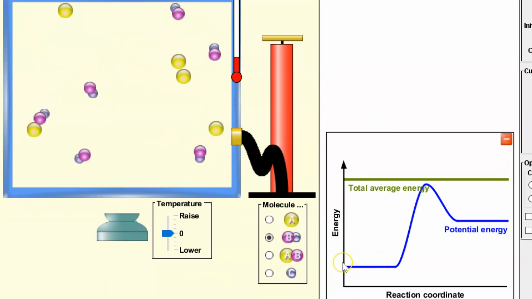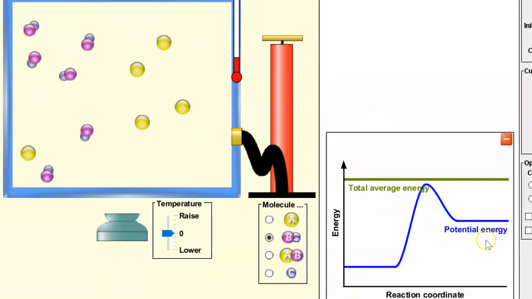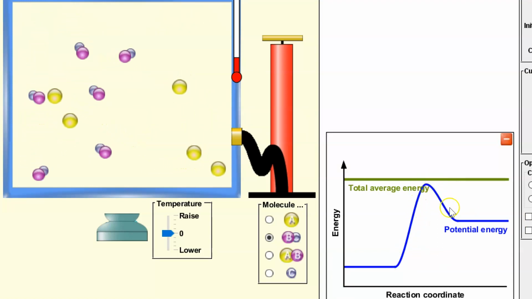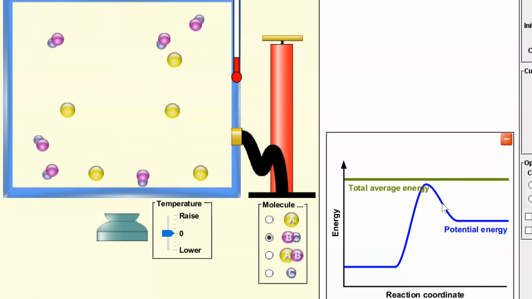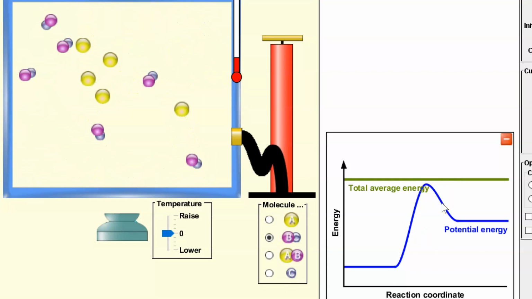This is called a reaction coordinate diagram. And it shows this is the energy of the reactants, this is the energy of the products, and this is the energy barrier we have to get over. It's called the activation energy. That's how much energy is required to break the bonds.